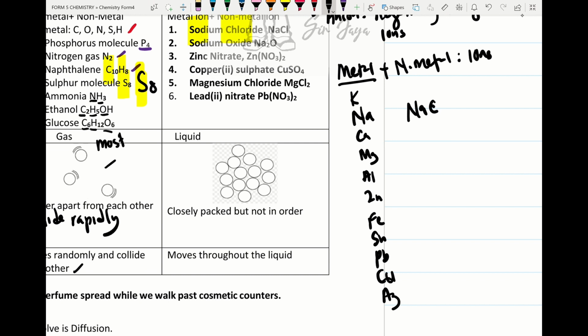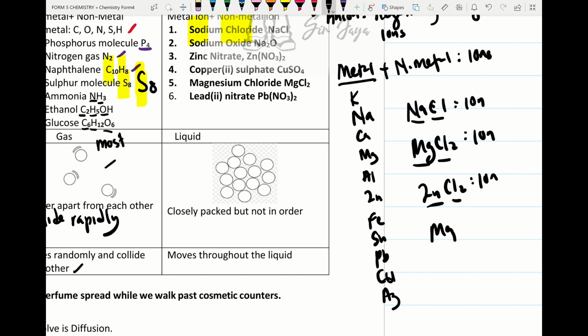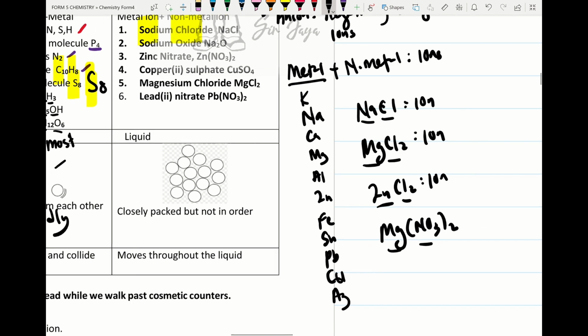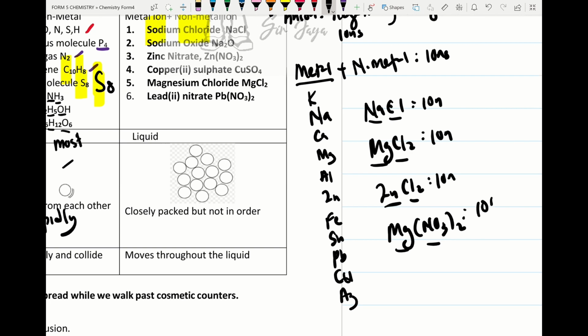Sodium chloride, please remember sodium chloride, metal, non-metal, the type of particle is ion. Magnesium chloride, metal, non-metal, will be ion. Zinc chloride, metal plus non-metal, the type of particle is ion. Magnesium nitrate, metal plus non-metal, will be ion. Copper(II) sulfate, metal plus non-metal, will be ion.